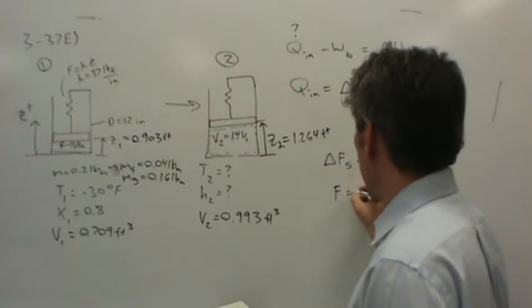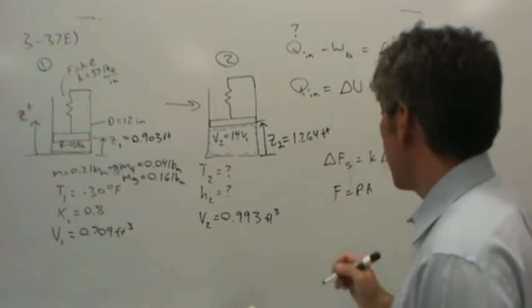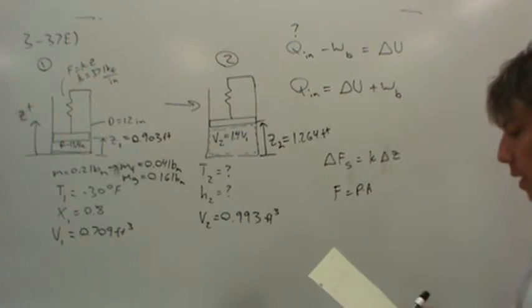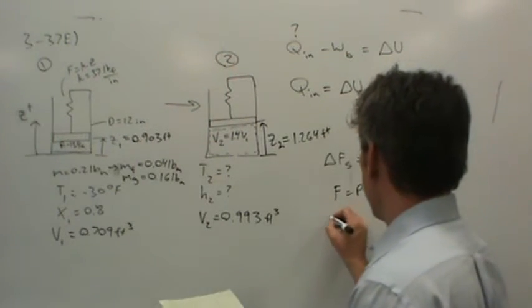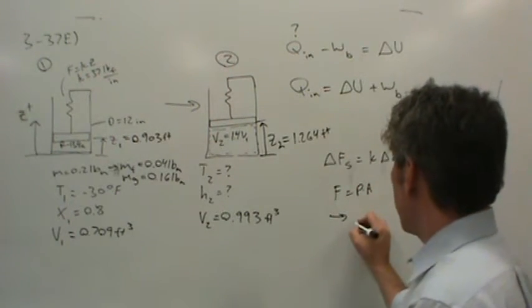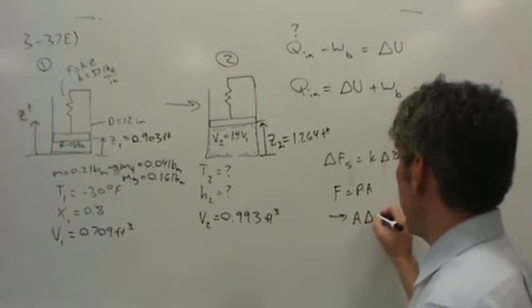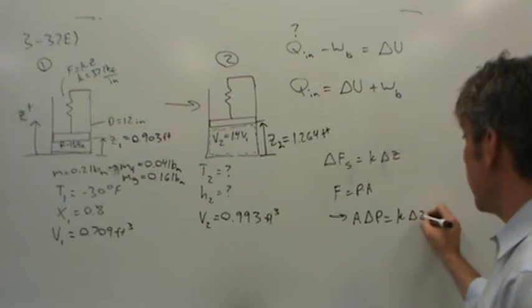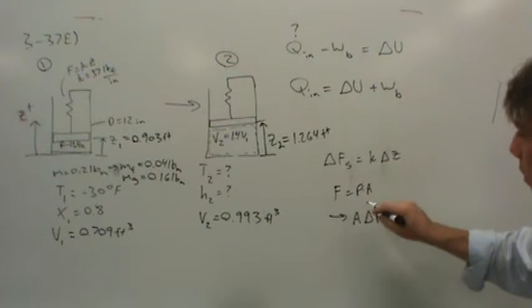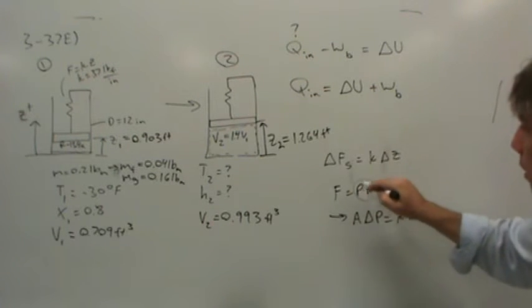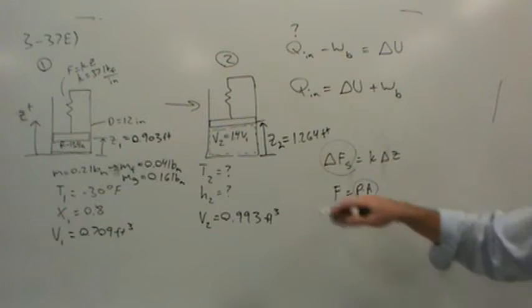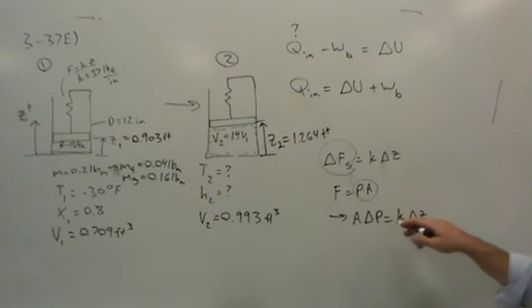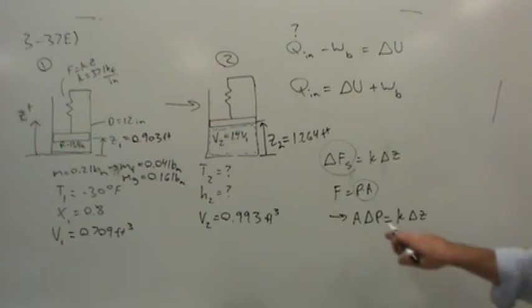Force is pressure times area, right? So couldn't we say then that area times change in pressure is equal to K times change in height? All I did is I substituted pressure times area for force. Since the area doesn't change from state 1 to state 2, then it just needs the change in pressure. Okay. So now let's expand these deltas.